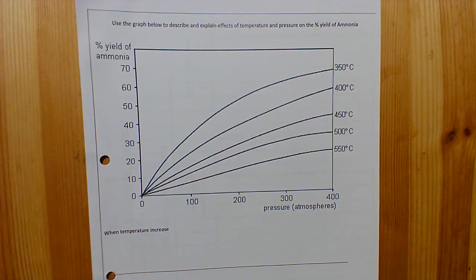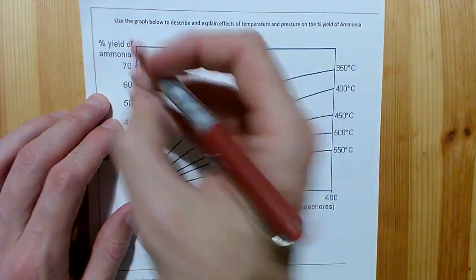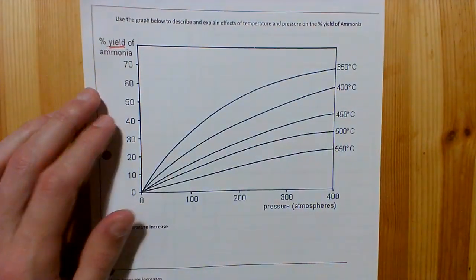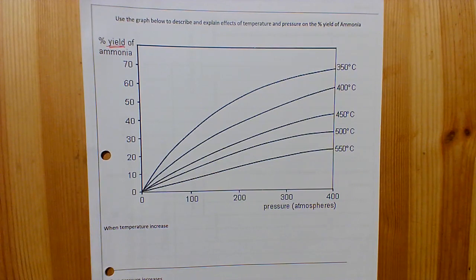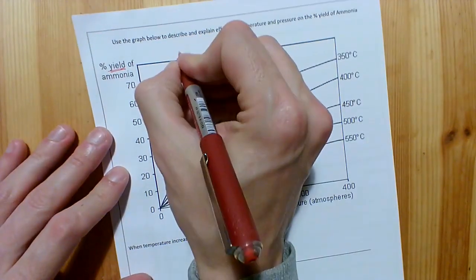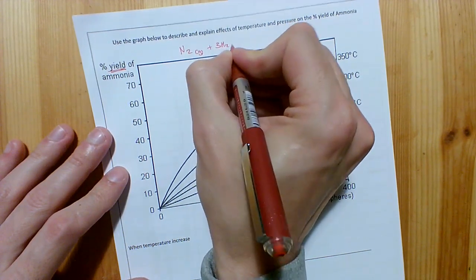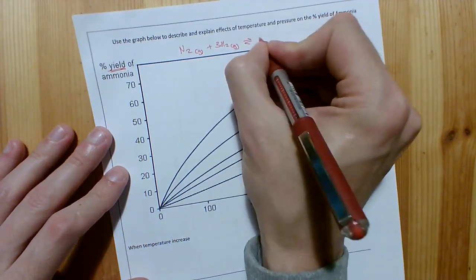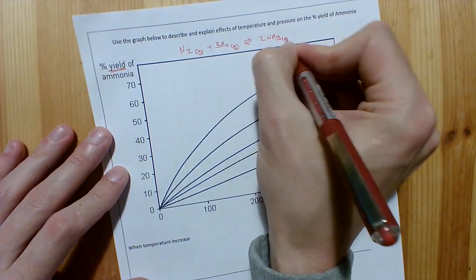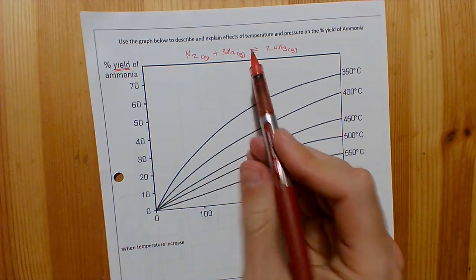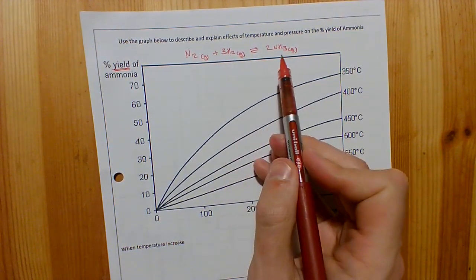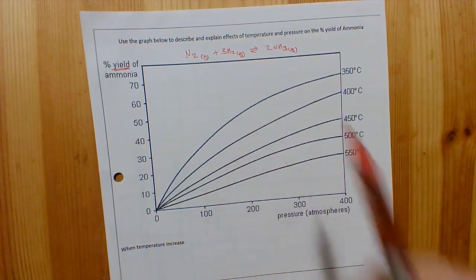In this graph, we can see yield of ammonia. Now, the word yield basically just means how much. So it's saying how much ammonia is being produced in this reaction. So this is the Haber process, which is the industrial process we use to produce ammonia. And it's a dynamic equilibrium. So nitrogen gas reacts with hydrogen gas to produce ammonia. And it's dynamic equilibrium, so as quickly as the nitrogen and hydrogen are combining to produce ammonia, the ammonia is breaking down to produce nitrogen and hydrogen.